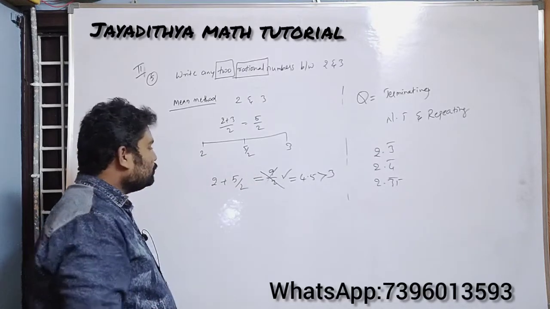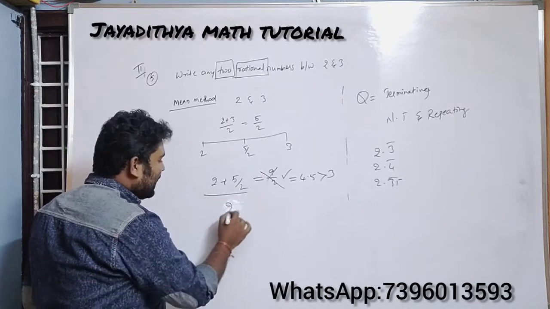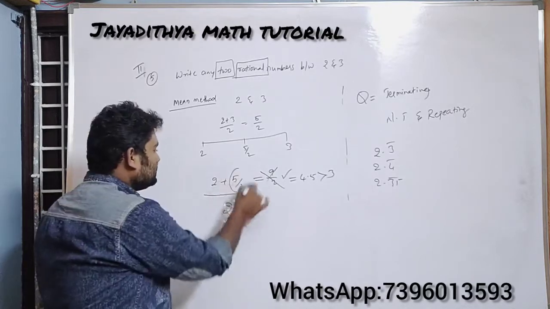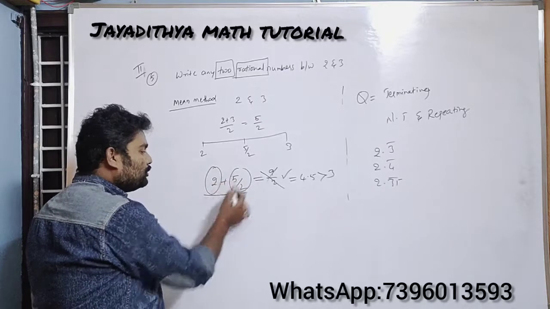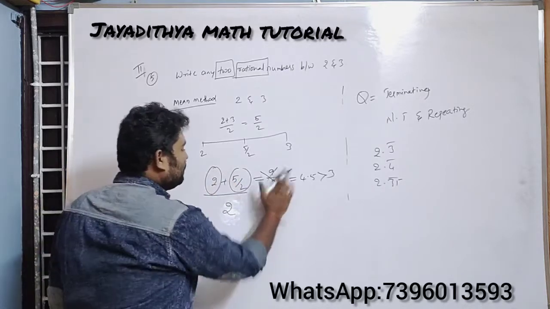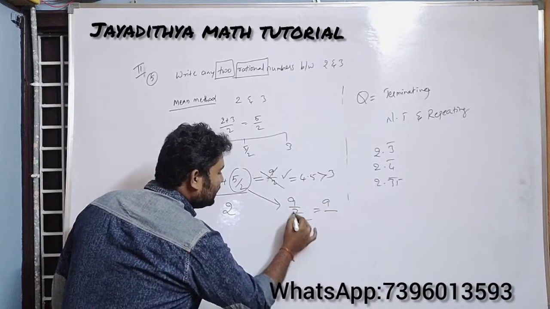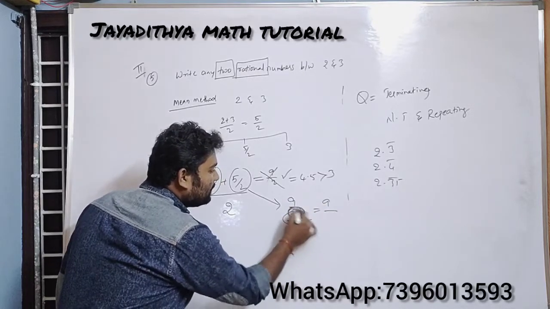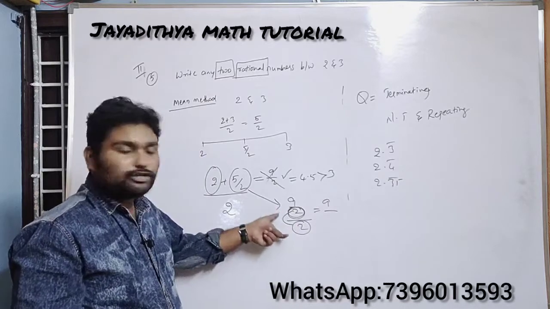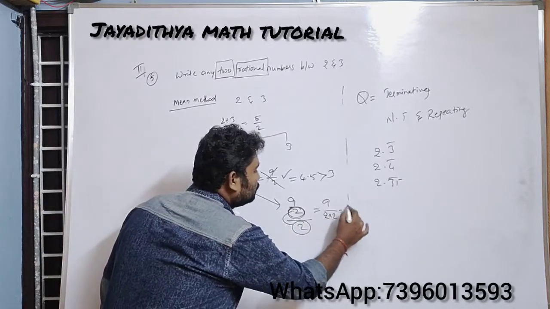So what we should do here is add these two numbers and again divide by 2. Why? Because this is a number and this is a number, and you should add both the numbers and divide by 2. Then your answer will be 9 by 2 by 2, which is equal to 9 by 2 into 2. Why? Because both are denominators of the fraction. So you should do 2 into 2, that will be 9 by 4.